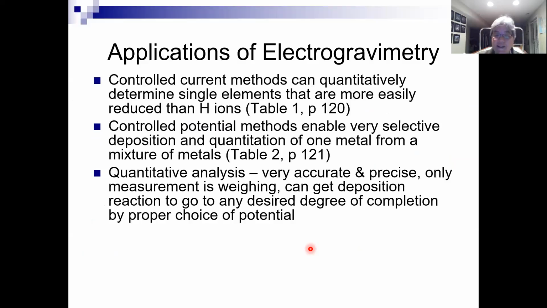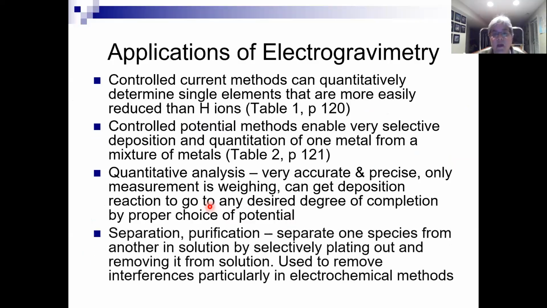So this is a good quantitative method. It's very accurate and precise. The only thing you're doing is weighing. Okay, you weigh that electrode in the beginning and you weigh it in the end. And you can use the Nernst equation to calculate, what potential do I need to go to a certain degree of completion. This method's also important for separating certain metals out of solutions. Sometimes there might be an ion that interferes with your experiment. You need to get it out. So sometimes you can remove it using electrogravimetry.